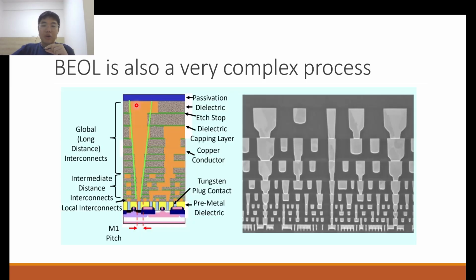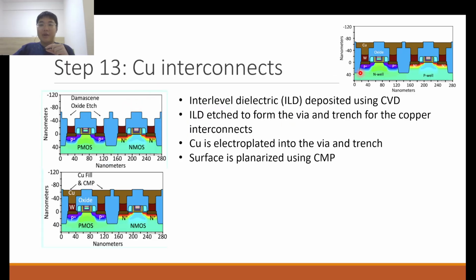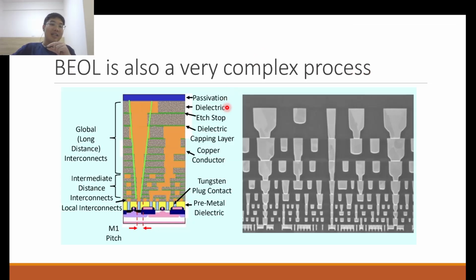So even though the device seems to be the most complicated part of the process, and in many ways it kind of is, the back end of line is also a very complex process, right? Because we have many layers of metals. We normally call the closest layer to the device M0, then we have M1, M2, M3, whatsoever, and then your final layer, and then your passivation layer on top of it to cap and protect the metal from oxidation, because copper oxidizes quite easily.